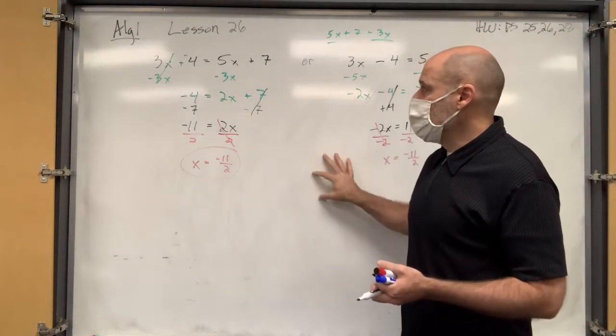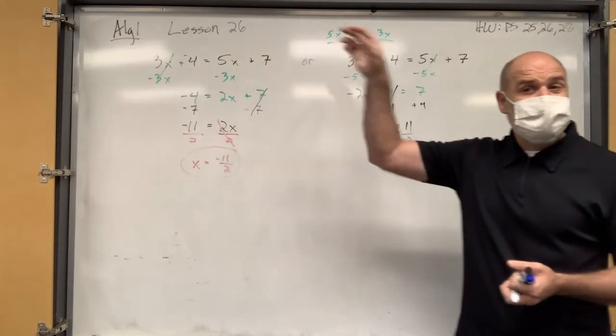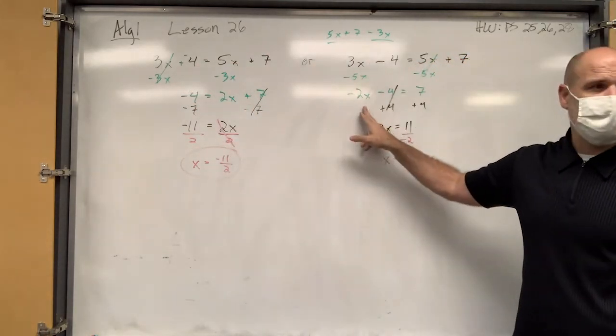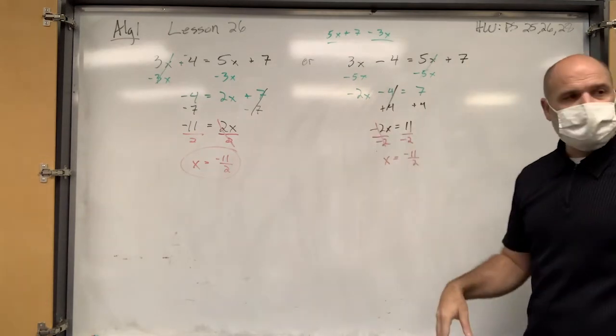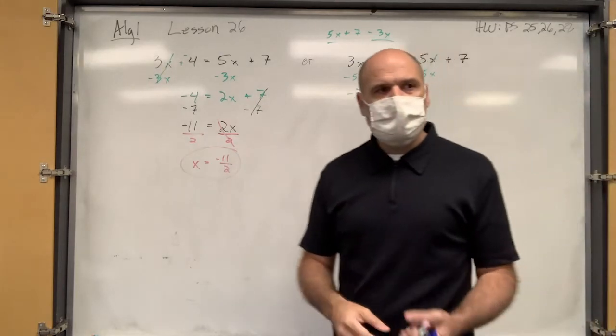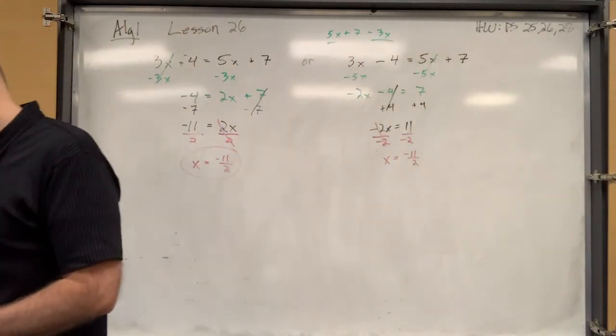And the way you do that is if you have variables on both sides, get rid of the smaller one, because you'll end up with a positive 2x instead of a negative 2x. But it doesn't change the answer, it just makes this a little bit more confusing, dividing by a negative and things like that, okay?